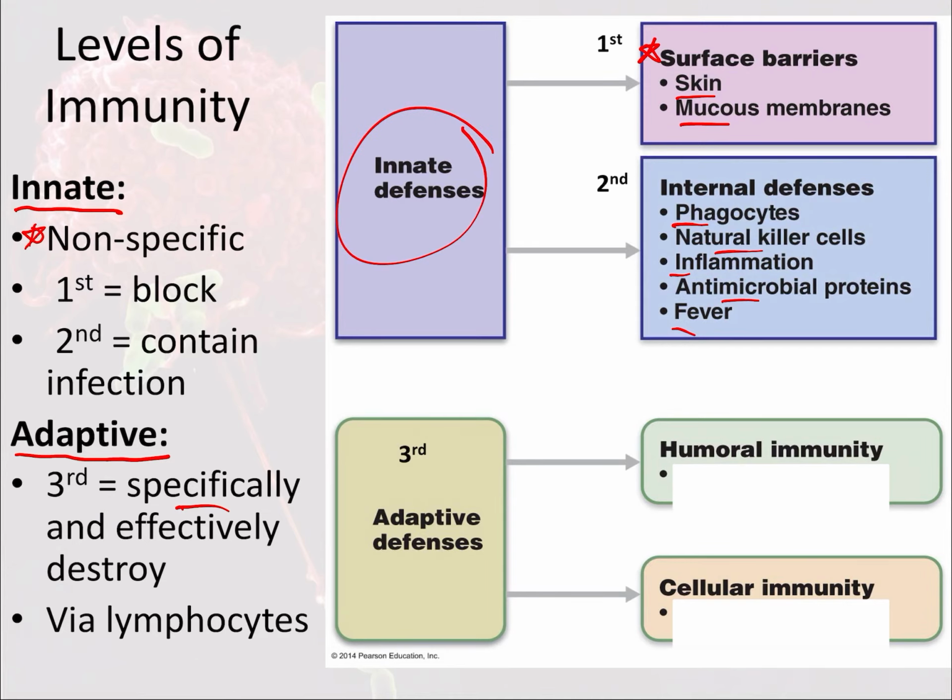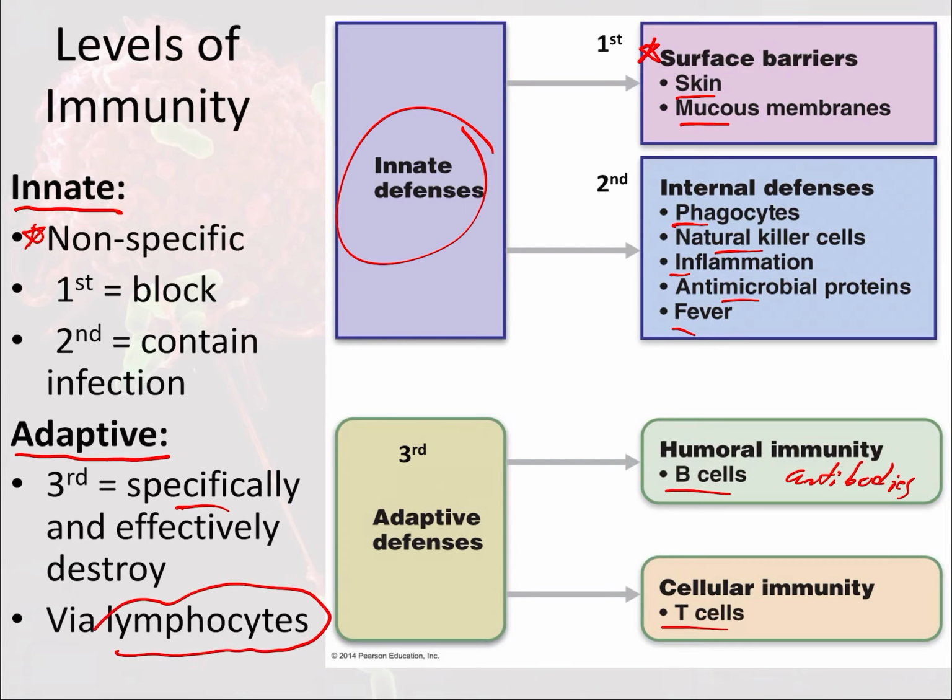And then the adaptive system, we have two levels of that. Humoral immunity, which is really driven by the B cells and our antibodies. And then our cellular immunity, which is driven by our T cells. Both of these are called lymphocytes because they're mostly found in the lymph, B cells and T cells. And we'll talk about these more next class.